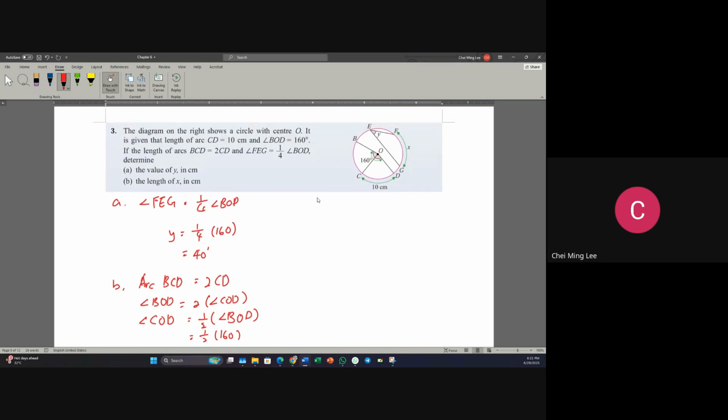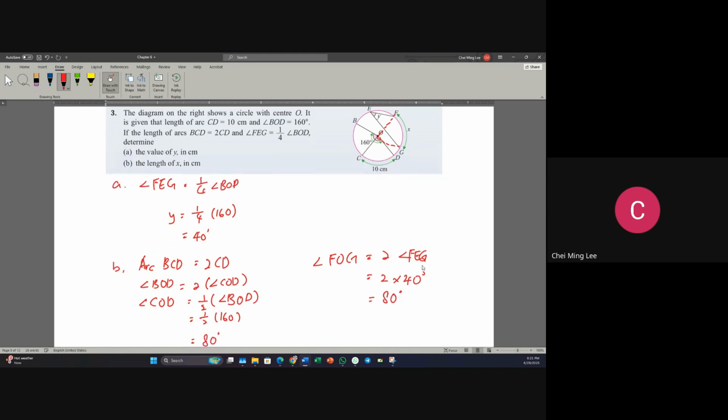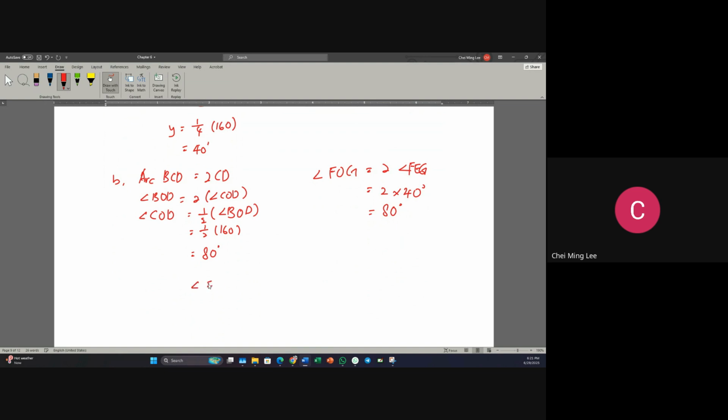Now, the other way around. Because the angle at the center is subtended by FG, if I create another line from here to here, you see, there will be an angle of FOG. So FOG is 2 of this one, so 2 times angle of FEG, which is 2 times 40 degrees, which is equal to 80 degrees as well. Now, from here you see FOG is equal to the angle of COD. Both are 80, correct? So we know that arc FG will be equal to arc CD. So from here, X will be equal to 10 cm.